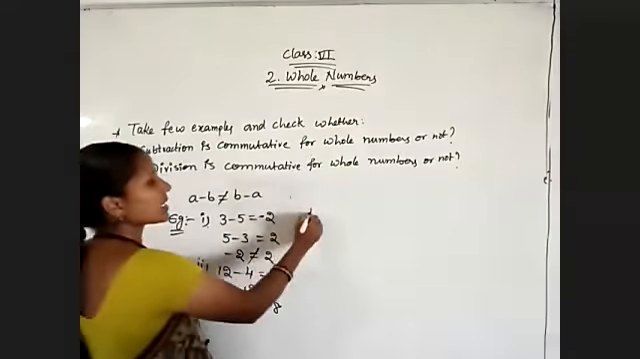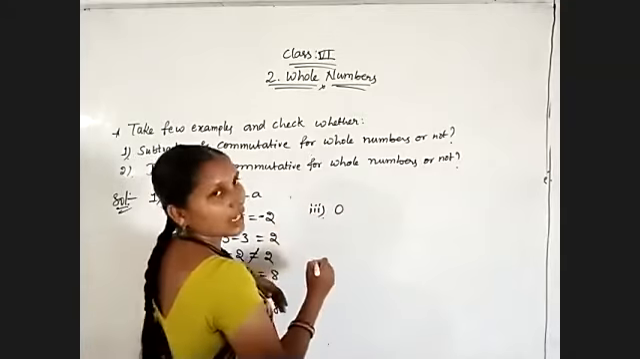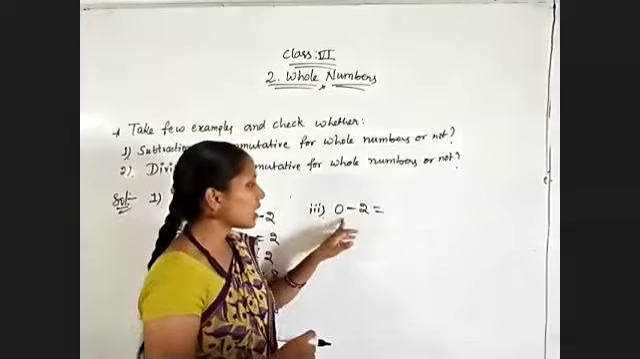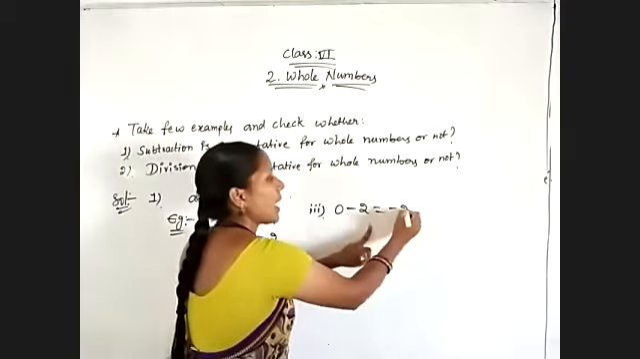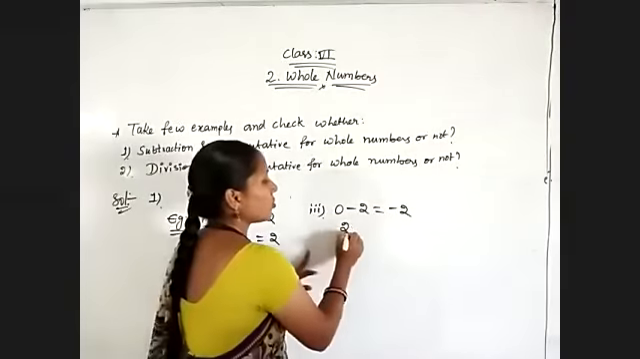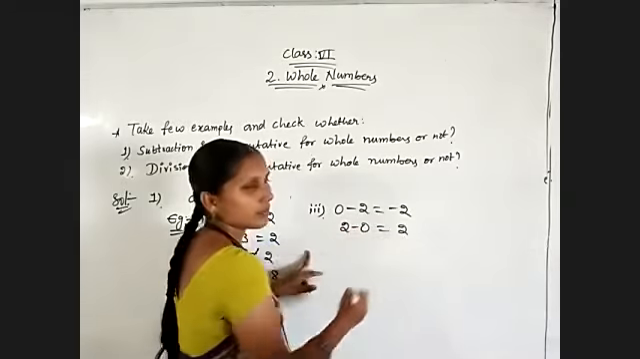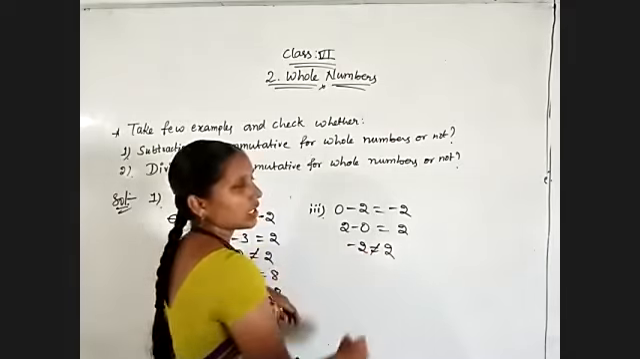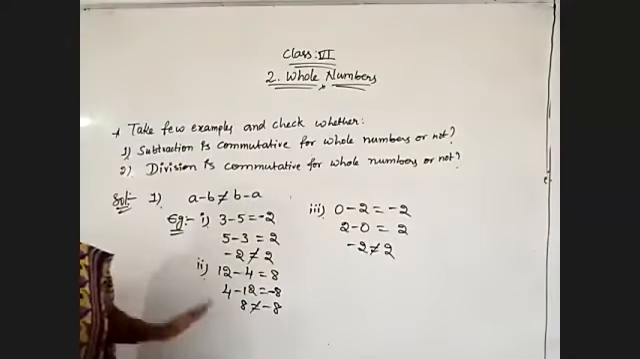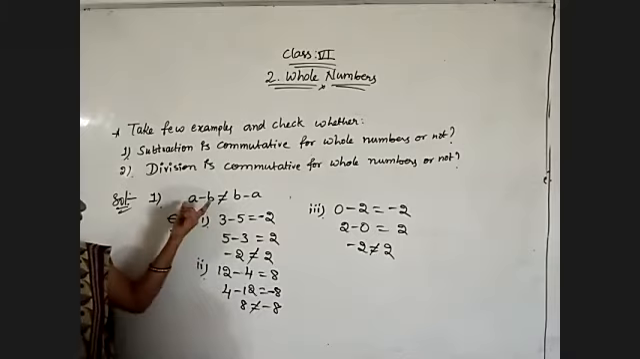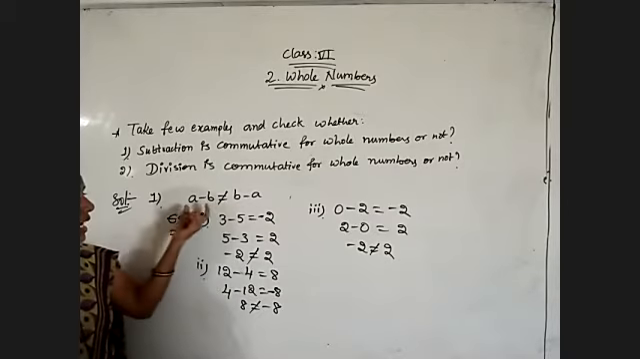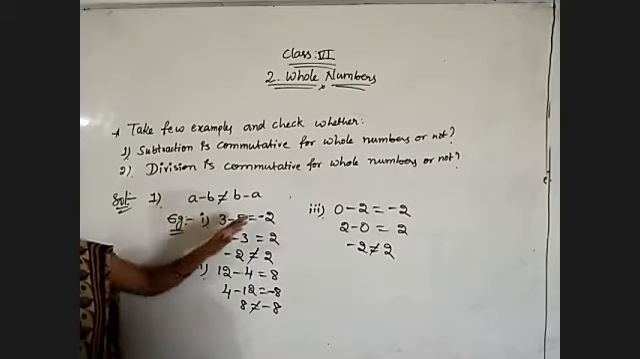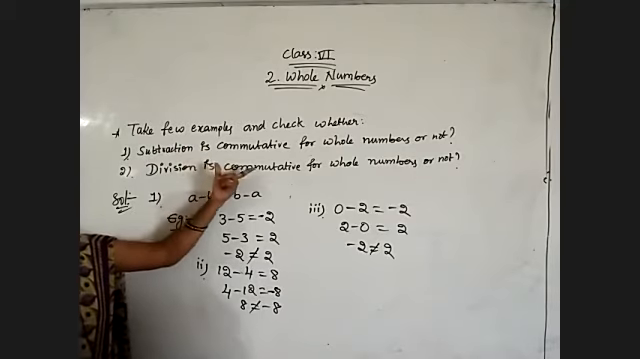Let's take another example. 0 is one of my numbers, and 2. So 0 and 2 are whole numbers. 0 minus 2 is minus 2. And now 2 minus 0 is 2. Okay, are they equal? No, minus 2 is not equal to 2. So by observing all these examples, we can state that a minus b is not equal to b minus a for any whole numbers, any values of a and b. So that means subtraction is not commutative for whole numbers.